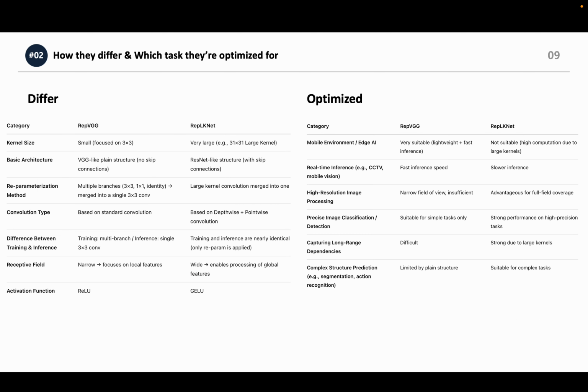Let's now compare RepVGG and RepLKNet. As shown in the table, they differ in kernel size, reparameterization strategy, and activation function. RepVGG is optimized for mobile environments and real-time inference, while RepLKNet excels in high-accuracy classification and complex structure prediction.